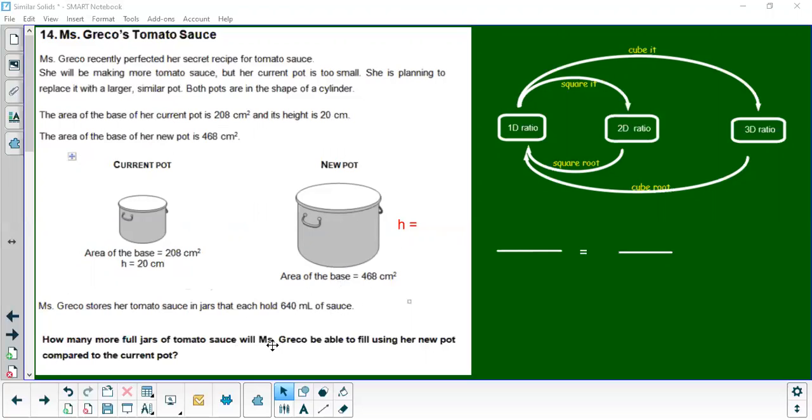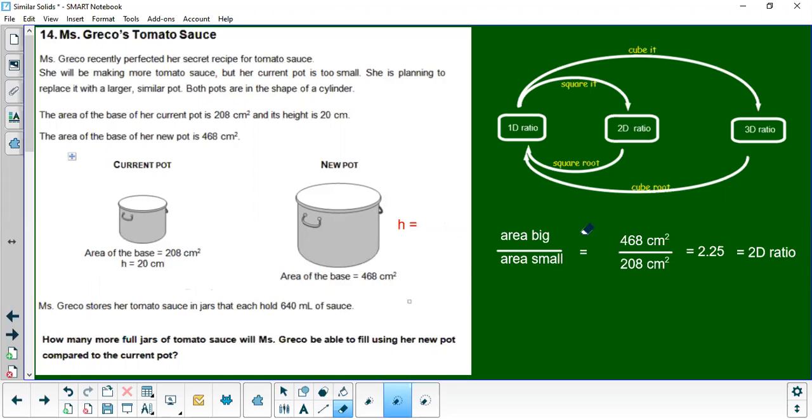How many more jars? So we have to figure out the volume of this, but we don't know the height. I have the area of the small one and the area of the bigger one, so I can find a ratio of areas. I take the area of the big one divided by the area of the small one, 468 divided by 208, which gives me 2.25. That's the 2D ratio.